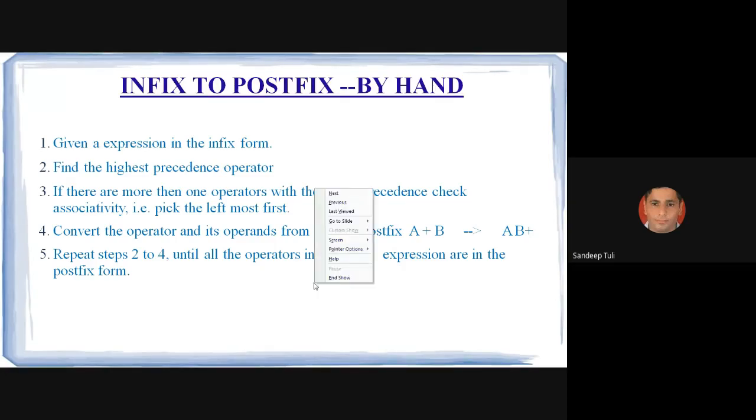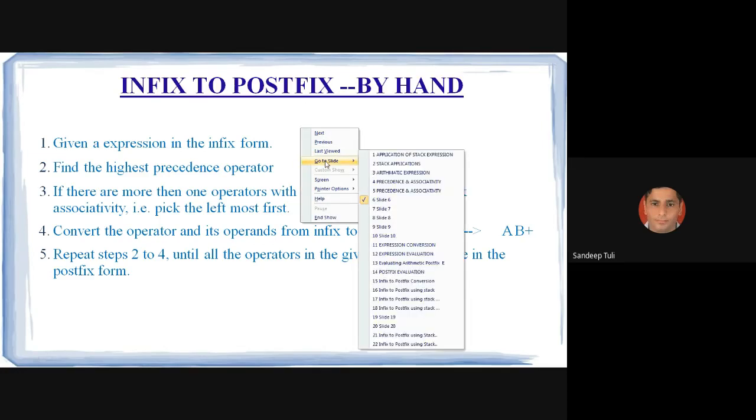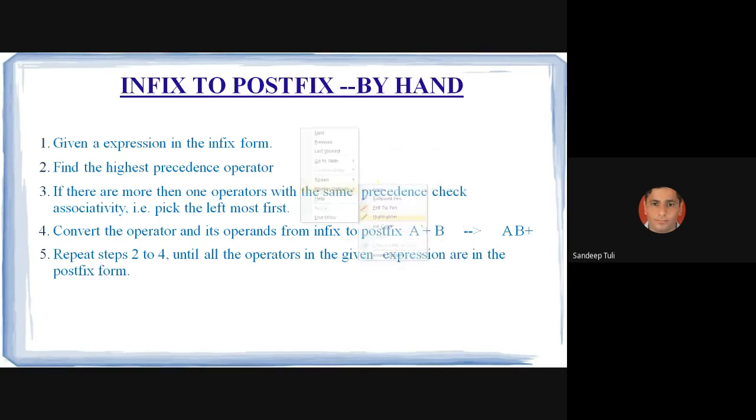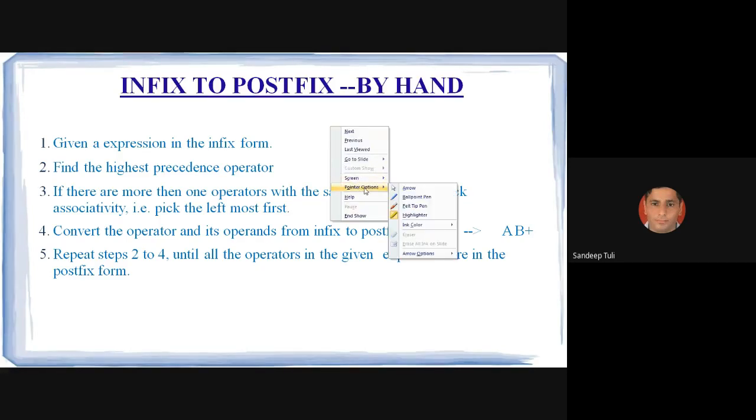Now we are coming on to how we can convert the infix into postfix by hand. We will see two different methods: first is by hand and second one is using stack. In examinations you may be asked to convert the infix into postfix using stack, so you need to use stack.